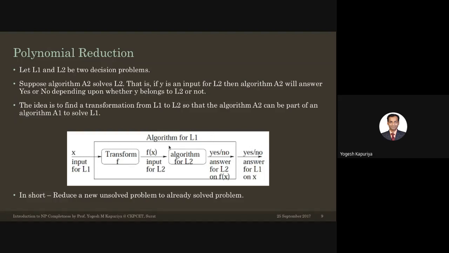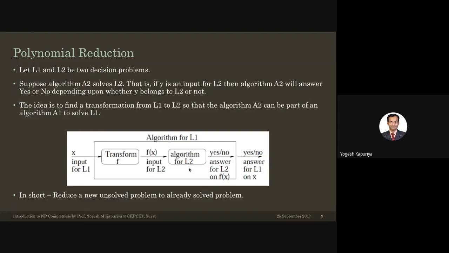But L1 is actually non-deterministic, it's an NP problem. So we don't know the algorithm for that. So what we are interested in, can we reduce L1 to L2, where L2 is already known to you. So what we are doing, we are using some transformation function f that will change your x to f(x). X is your actual input. Now your transformation function has converted it to f(x). f(x) will be given as an input to L2.